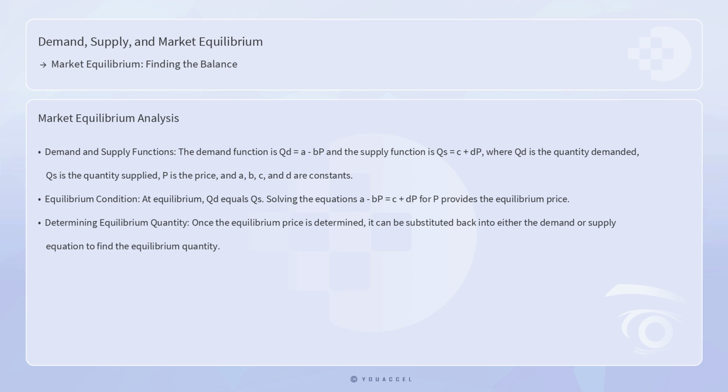Market equilibrium can be represented algebraically. Suppose the demand function is QD = A - BP, and the supply function is QS = C + DP, where QD is the quantity demanded, QS is the quantity supplied, P is the price, and A, B, C, and D are constants. At equilibrium, QD equals QS. Solving the equation A - BP = C + DP for P provides the equilibrium price. Once the equilibrium price is determined, it can be substituted back into either the demand or supply equation to find the equilibrium quantity.